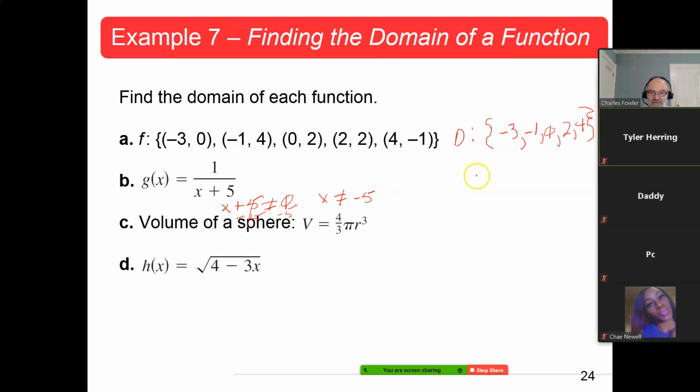That's a discrete set up here. This is an infinite set down here, a continuous set. So you could either do in set notation the set of all x's such that x is not equal to -5. Or like I like to do is just put a comma here and say x cannot equal -5. All other x's are good.